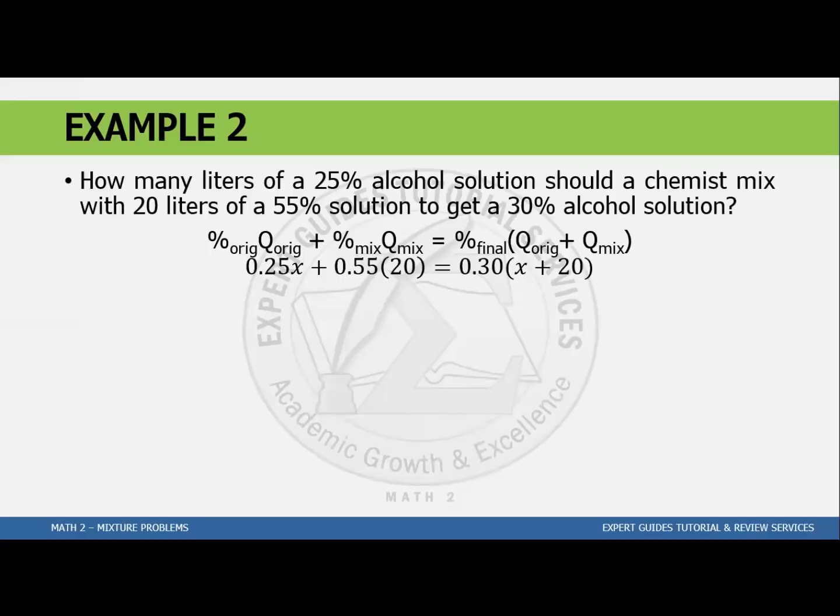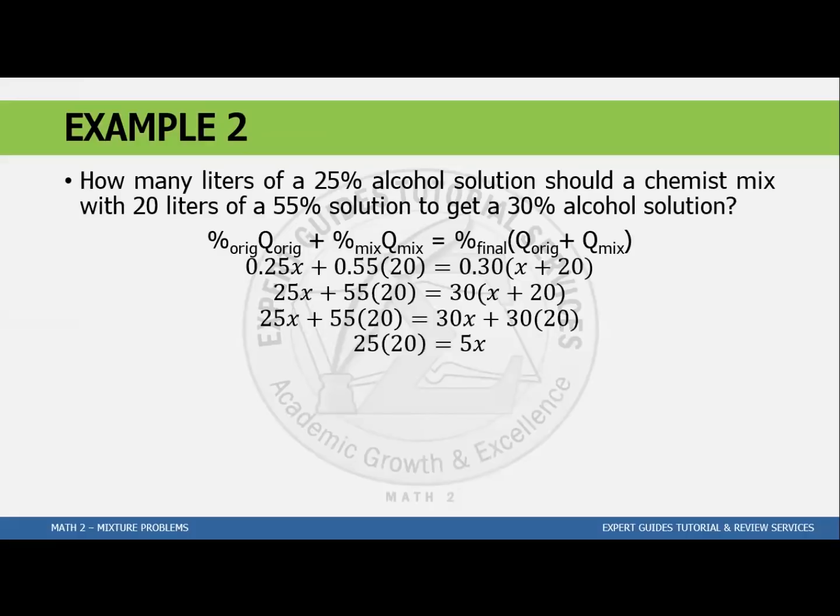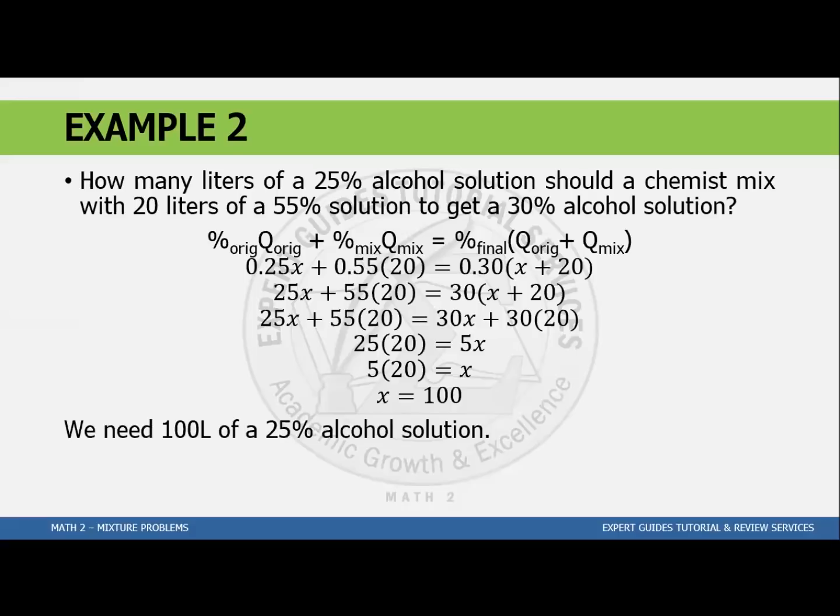So what we have to do now is to solve for X, which we can do via algebra. So you can have this equation first by multiplying all sides by 100. And then you can distribute 30. So the right-hand side will become 30x plus 30 times 20. You can combine like terms to get 25 times 20 equals 5x. And when you solve for x, you should get x equals 100 liters. So overall, we need 100 liters of a 25% alcohol solution. And that is the answer to our question for the second example.